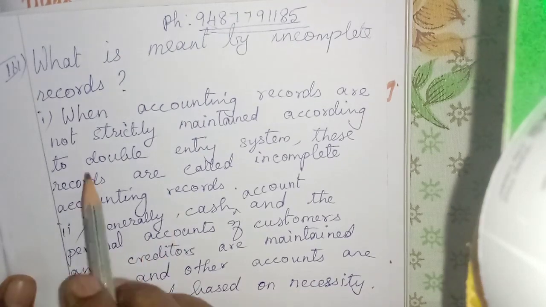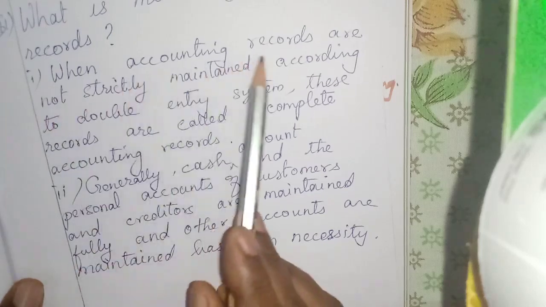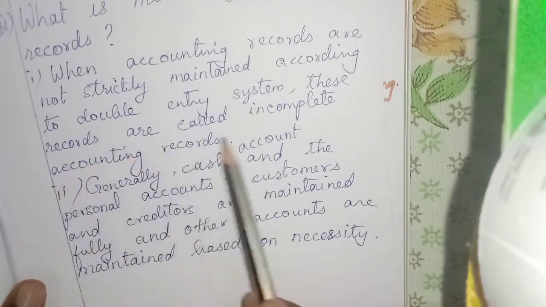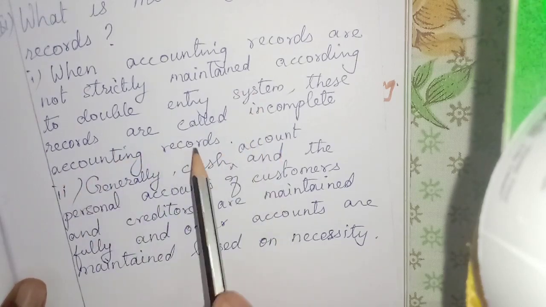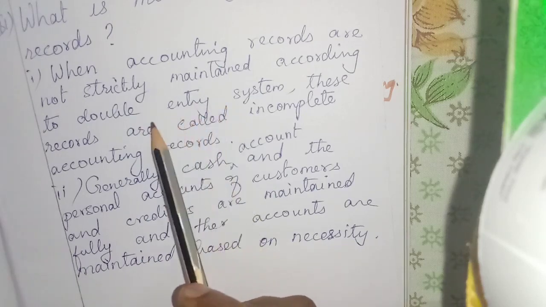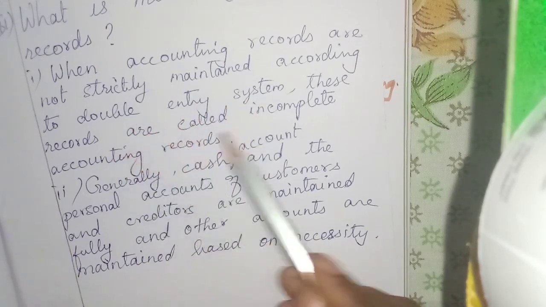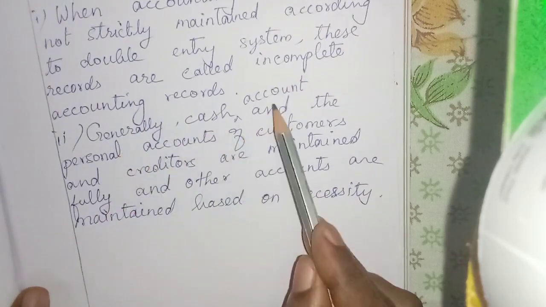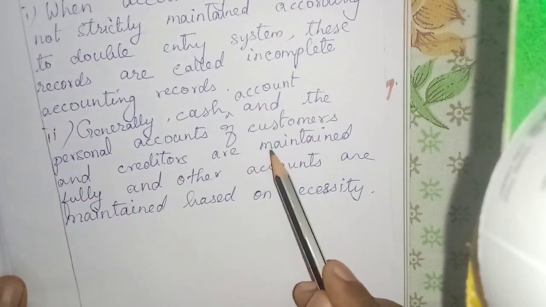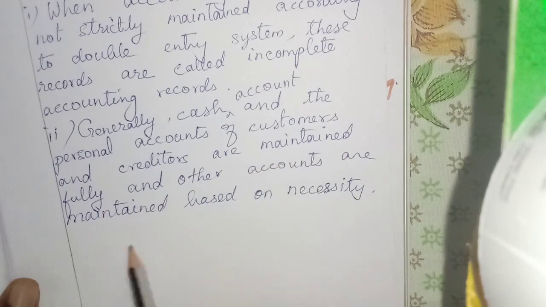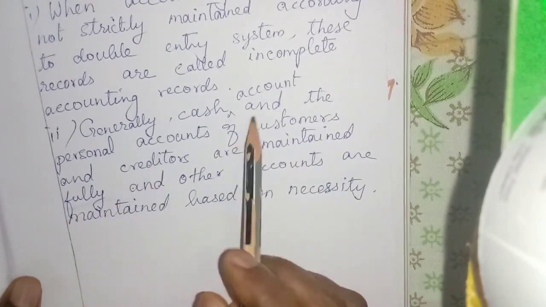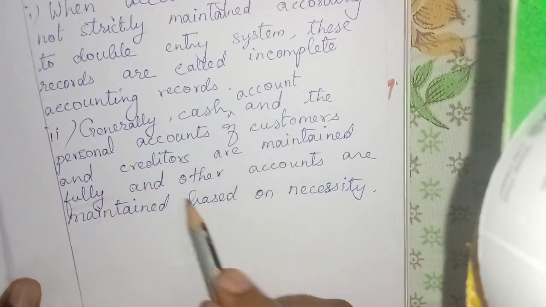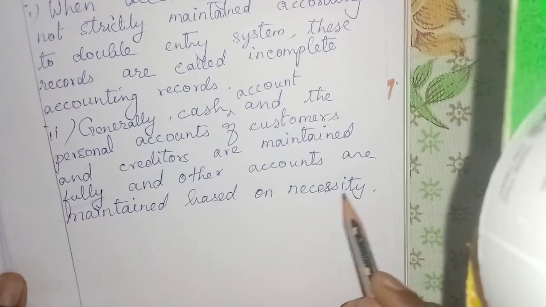First point, when accounting records are not strictly maintained according to double entry system, these records are called incomplete accounting records. So when it is not maintained as per the double entry system, those records are called incomplete accounting records. Then which accounts are maintained? Generally the cash account and the personal accounts of customers and creditors are maintained fully, and other accounts are maintained based on necessity.